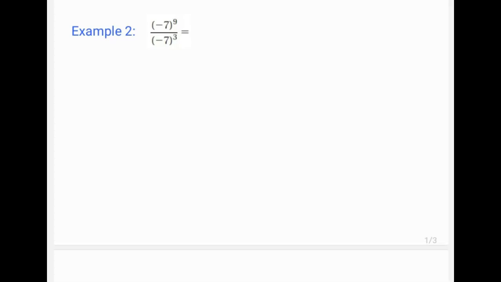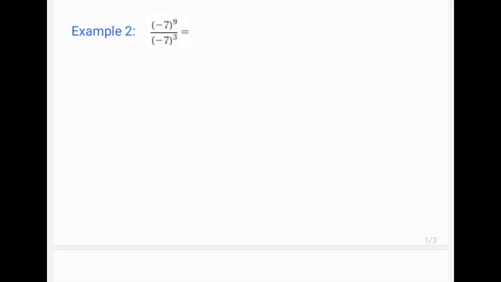In example 2, I have negative 7 as my base to the 9th power divided by negative 7 to the 3rd power. So the first step is always to look at your bases. If the base on the numerator and the base on the denominator are the same, then you can use the quotient rule. But if they're not the same, then you cannot use the quotient rule.